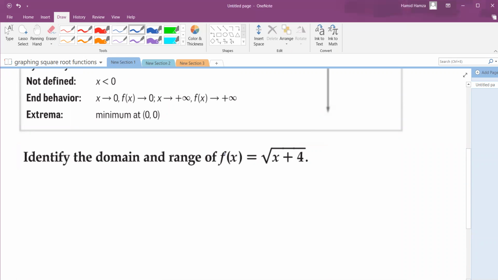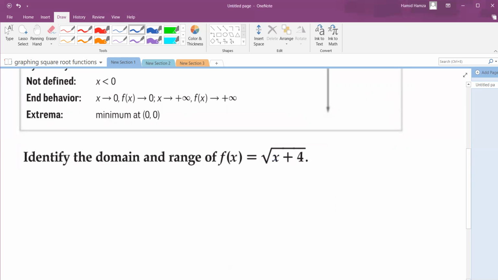Okay, guys. So the first point is the domain of the square root function. You know that the square root is sensitive for negative numbers. That means you can't use a negative number, or you can't substitute values for x that make the answer negative.